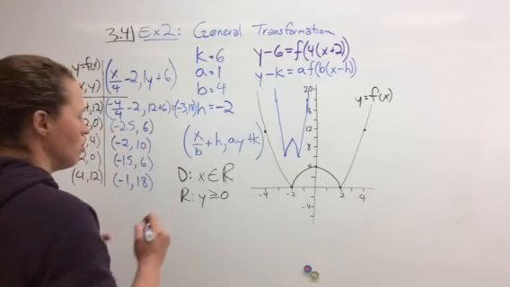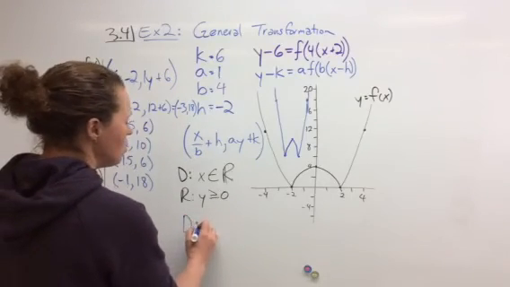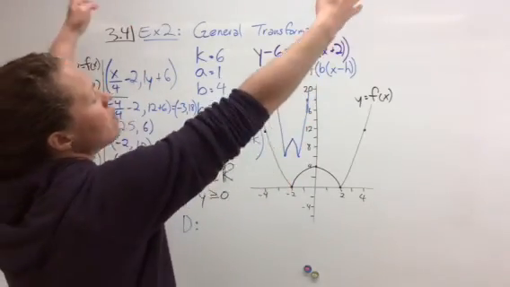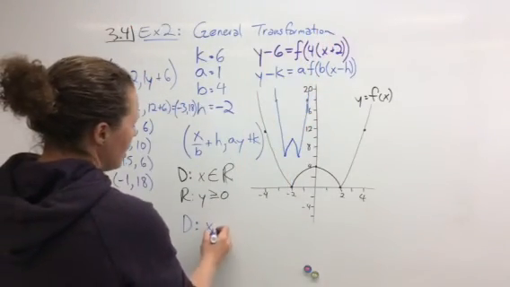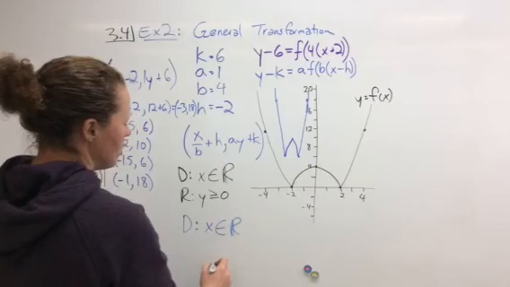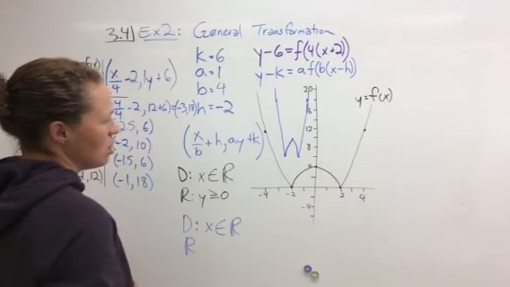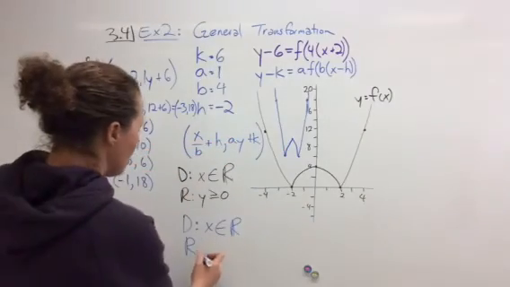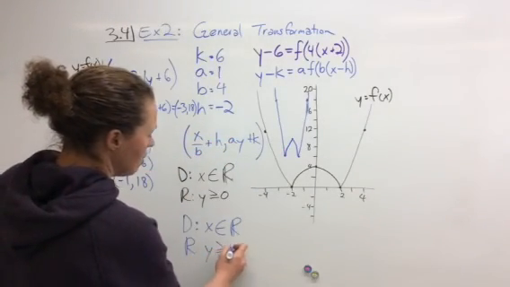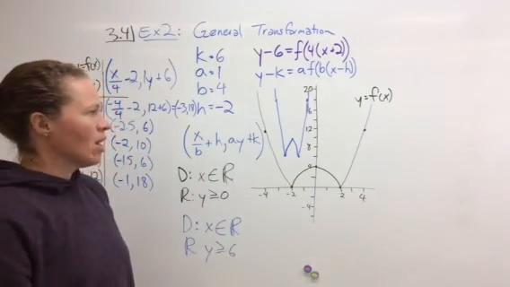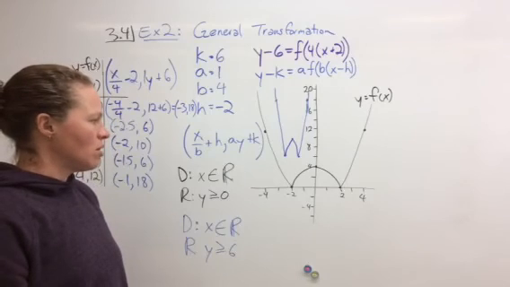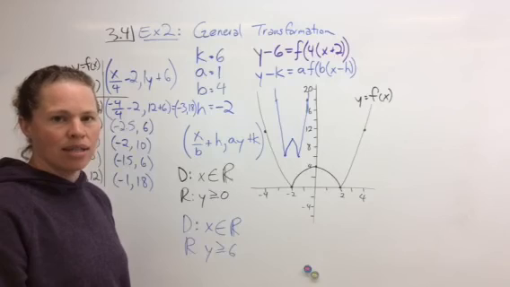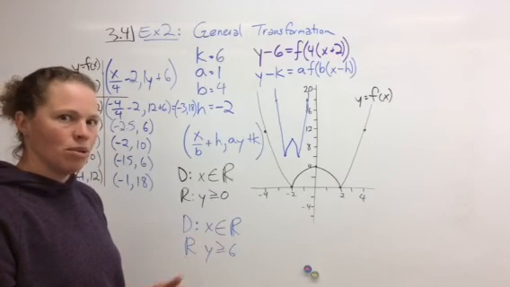I look for my domain and range for my new graph. Still, even though it's narrower, it's still going out just at a lower rate. So x is still going to be in the realm of all real numbers. And my range has just elevated itself to 6. So now y has to be greater than or equal to 6. So you can see that the domain and range have some overlap, they have some similarities, but they're not necessarily exactly the same, which makes sense because we moved it.